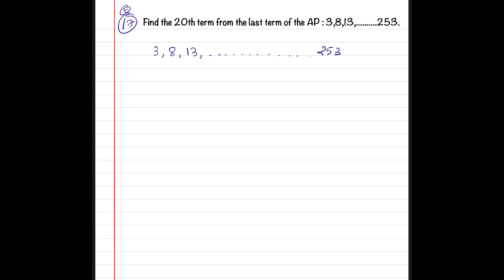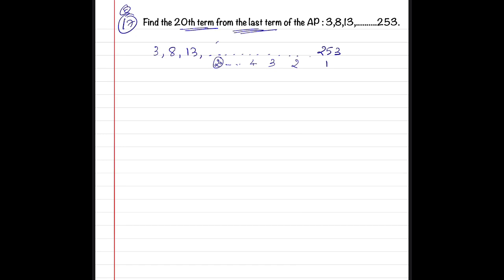The question is: find the 20th term from the last term of the AP. Normally we consider the first term, second term, third term, but here it asks from the last term, what is the 20th term. Okay, so this is your question. Now, what happens? This is the first term, next is the second term, third term, fourth term, and so on.